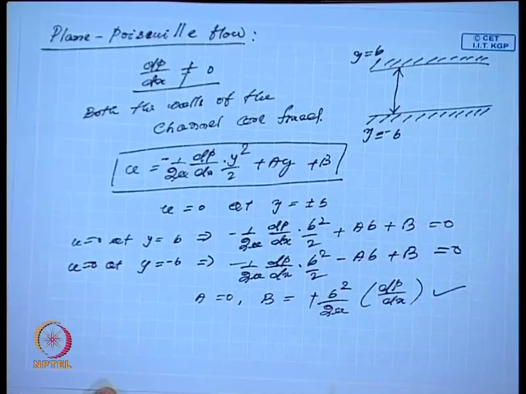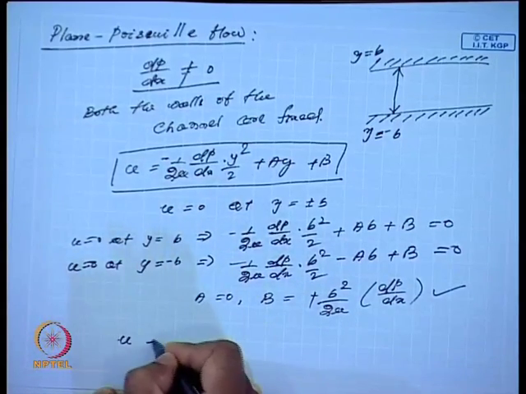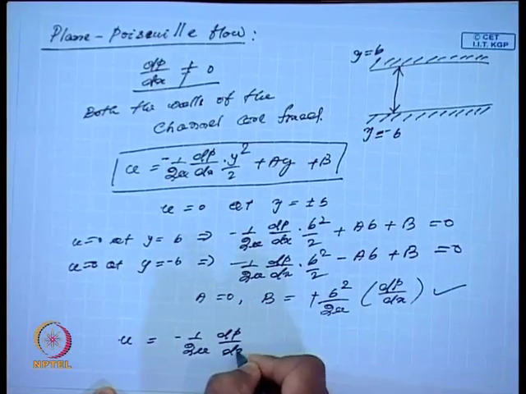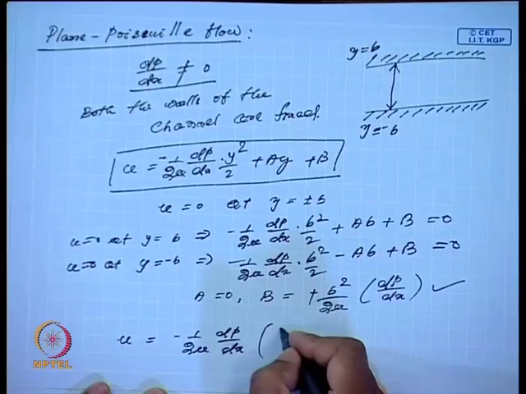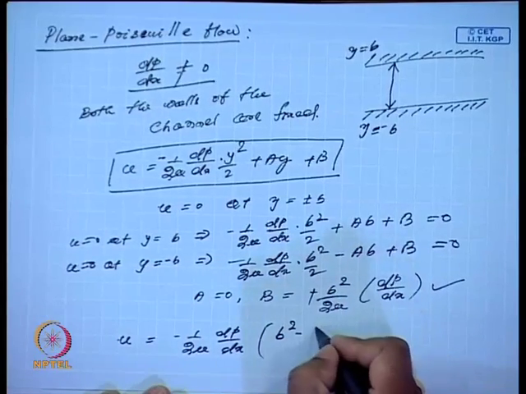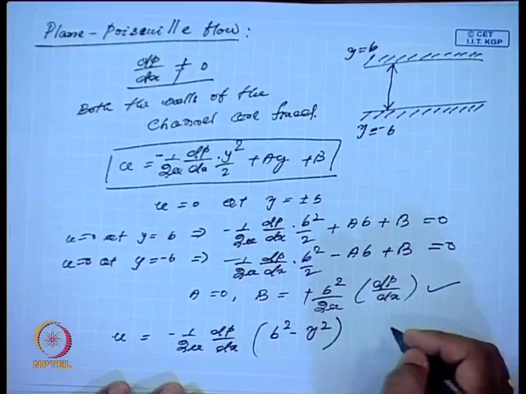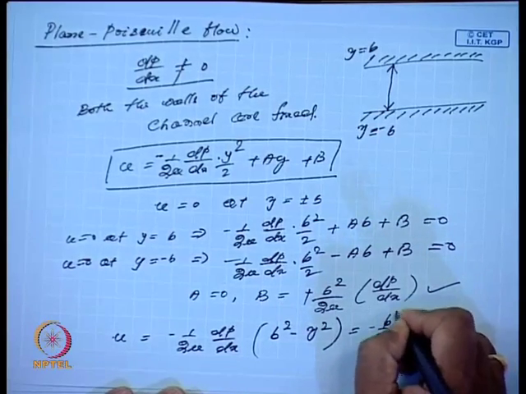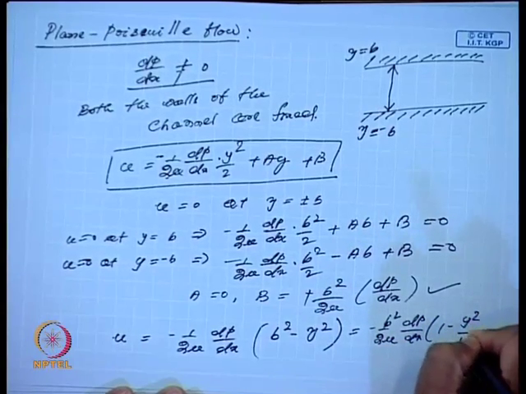Now, if I substitute for this b, what will happen to my u? u will be minus 1 by 2 mu dp by dx into b square minus y square, and this is the same as minus b square by 2 mu into dp by dx into 1 minus y square by b square.